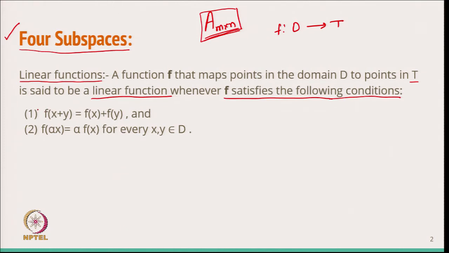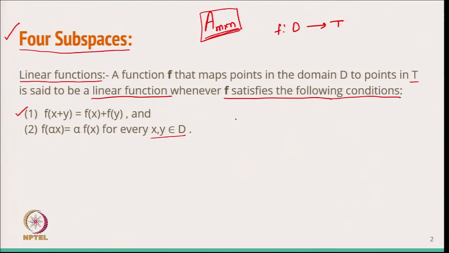The first one is that if I take the function f of the addition of two elements from the domain, x plus y, then it should be the sum of their images. So, it should be equal to f(x) plus f(y). And if I take the scalar multiple alpha times x and take the map of that, then that should be equal to the scalar multiple of the image under the function f, for every x and y belonging to D. So, this type of function is called a linear function.